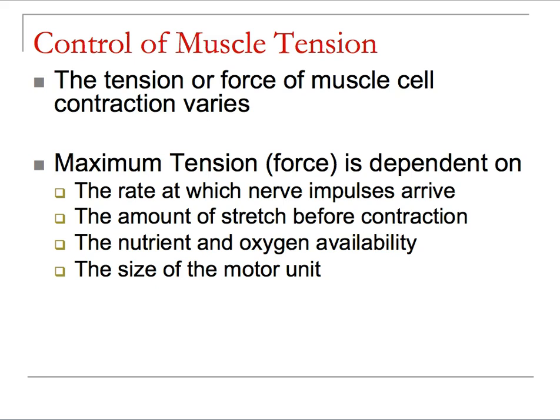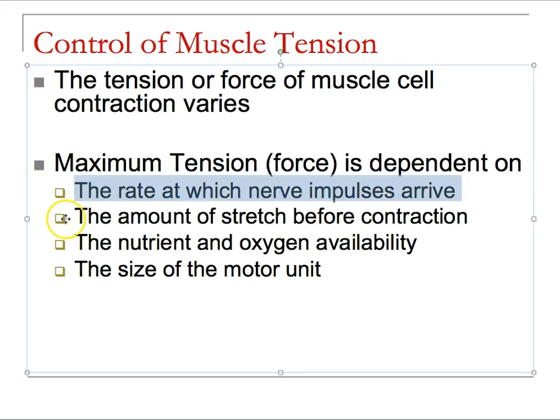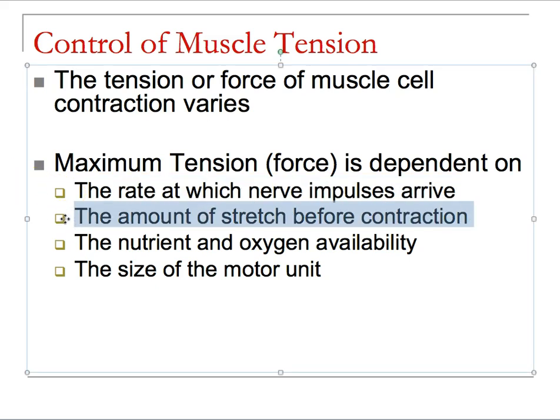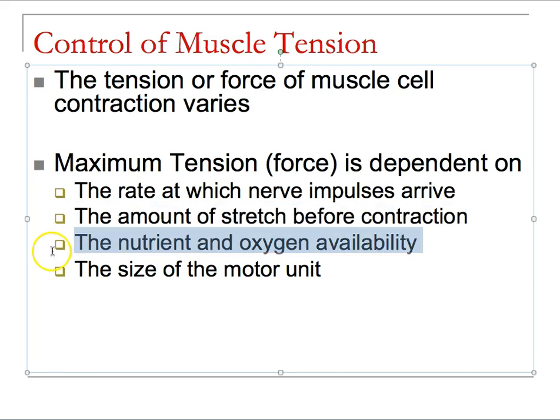It's dependent upon the rate at which the nerve impulse will arrive. It depends on the amount of stretch before contraction. It depends on the nutrient and oxygen availability, as well as the size of the motor unit, meaning how many muscle fibers are activated by one lower motor neuron. And you'll see what I mean by that.